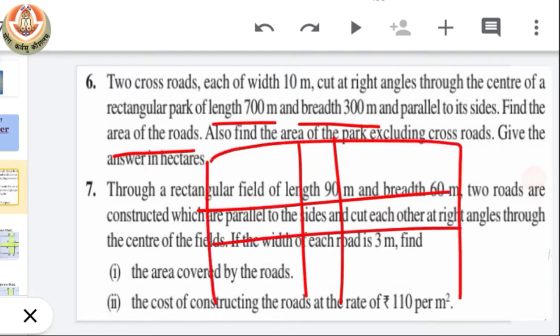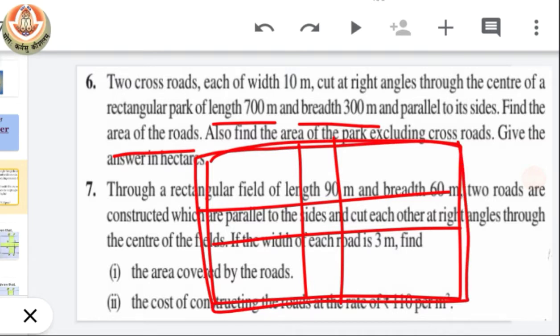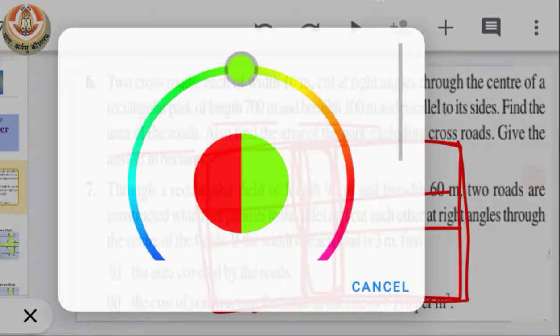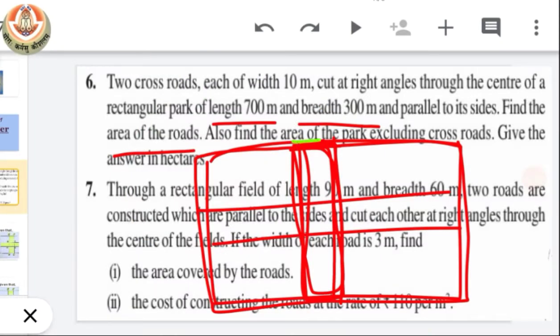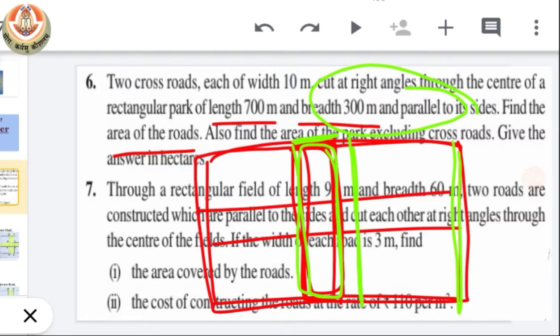So what we can do? First we have to find the area of this rectangular field. Then we can find out this. How? Because we know that its width is 10 meter. That is its width. This is of 10 meter. And this length is the breadth of rectangular field, that is 300 meter. So in this way we can find the area of this path.